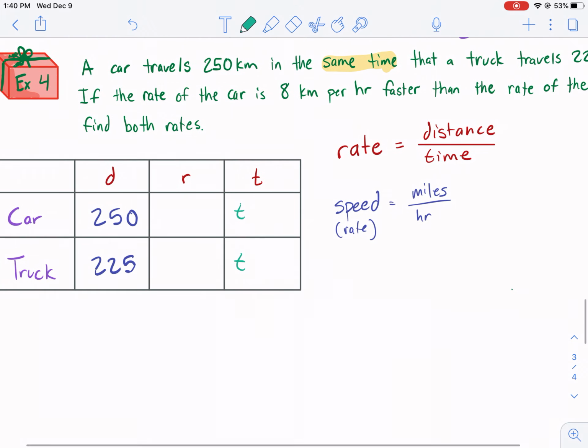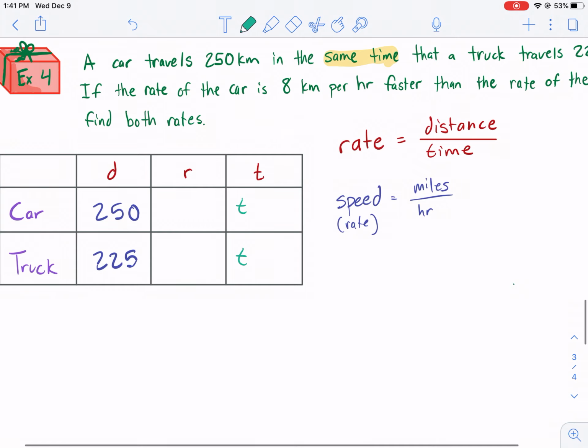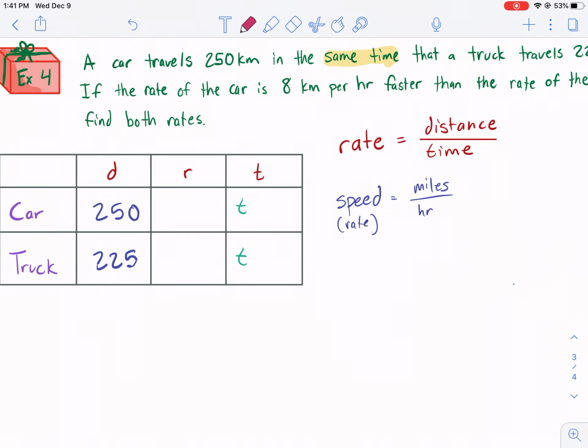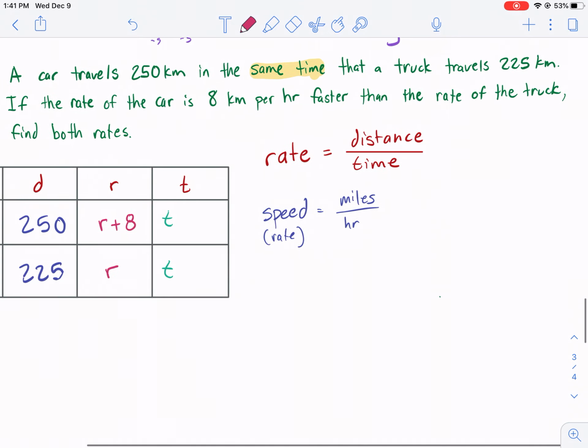So the next thing we need to know is that the rate of the car is 8 kilometers per hour faster than the rate of the truck. So how do we say the rate is 8 kilometers faster? Well, let me change colors here. If the rate of the truck is r, then the car would be r plus 8, because that's what we have here.